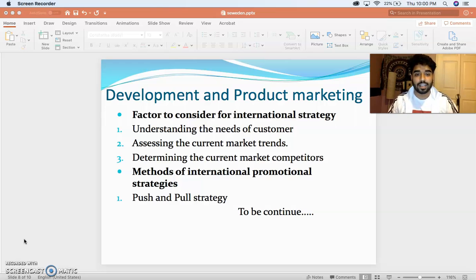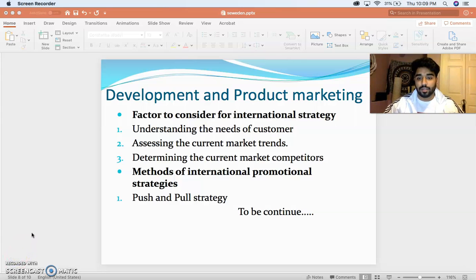Methods for international promotion strategy. First is push and pull. So talking about the first, push strategy, it refers to a strategy where a firm attempts to take its product to consumers. So, for example, direct selling, like door to door, or second, point of sale displays. Third, trade show promotions.